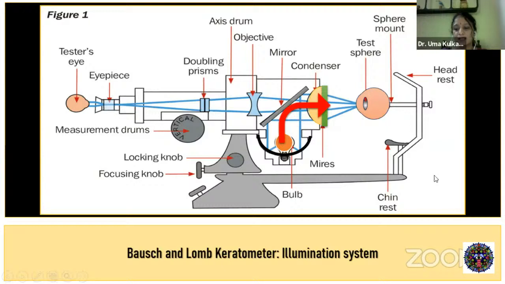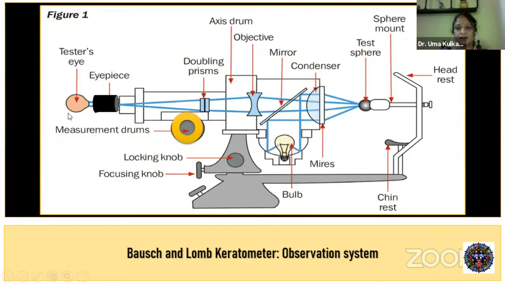Now coming to the observation system, yes, that's how the light travels into the eye. Coming to the observation system, now we are on this side, right? Now the illuminated eye with the image of the mirrors is here. The image is already formed. The rays of light again pass through this condensing lens, traverse through that partially reflecting mirror, pass through a series of lenses because they are required to direct them into the doubling prisms here. The prisms are over here.